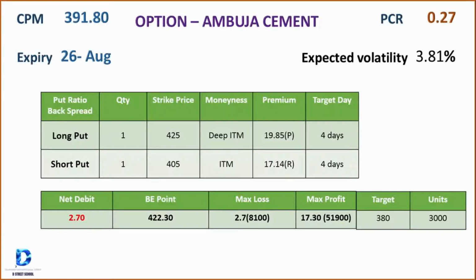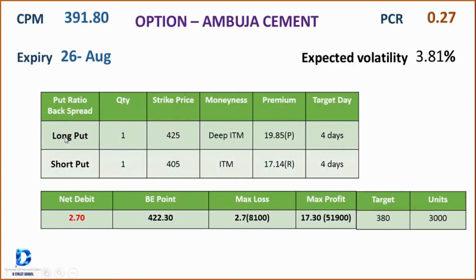So Ambuja Cement, as I said before, has expiry on 26th August. We just have 4 trading sessions, and the expected volatility, I mean historical volatility, is 3.81%, and we already discussed those levels a few minutes back. Our PCR ratio is 0.27, which is an overbought level, so we can expect the market will come down for a while statistically.